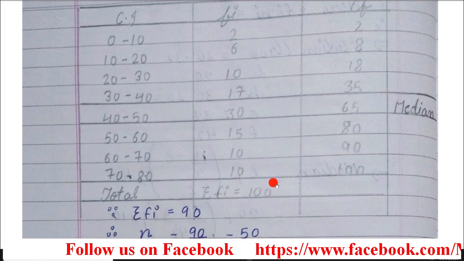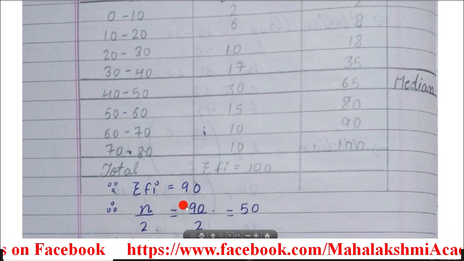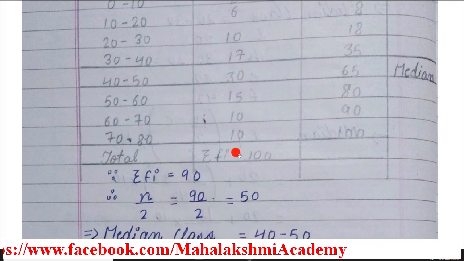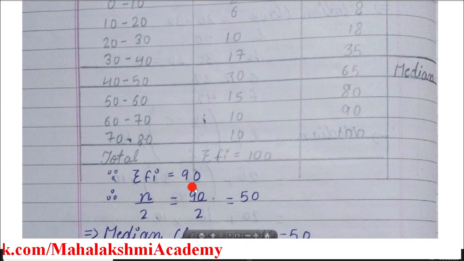So here again a correction will come, students. Make here 100, then 100 upon 2 is 50. So it's a mistake here. What will come here? 100. Then 100 upon 2. So do the changes. 100 upon 2 is 50.